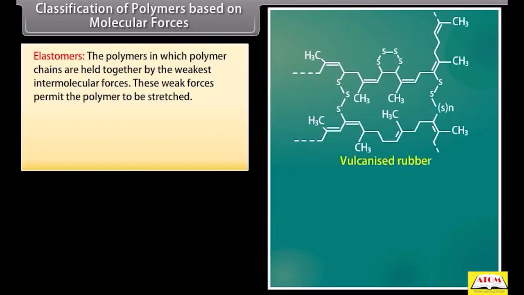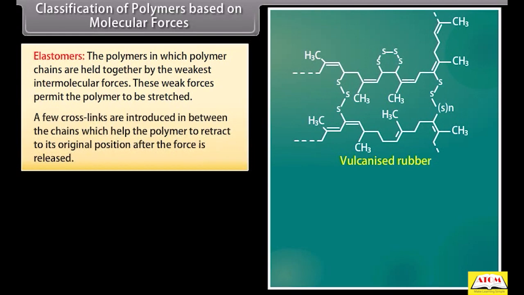Classification of polymers based on molecular forces. Under this type of classification, there are four subcategories. Elastomers. The polymers in which polymer chains are held together by the weakest intermolecular forces. These weak forces permit the polymer to be stretched. A few crosslinks are introduced between the chains which help the polymer to retract to its original position after the force is released. For example, vulcanized rubber.